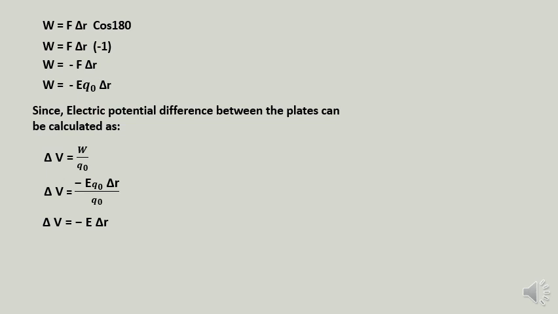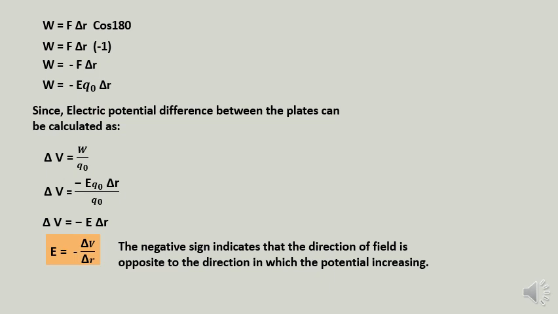Q naught will cancel Q naught and the remaining value will be delta V is equal to minus E delta R. If we have to calculate the value of electric field, then E is equal to minus delta V upon delta R, and here the negative sign shows the direction of movement of charge, which is against the electric field. The delta V over delta R is its magnitude, which is always positive, but the negative sign always indicates the direction of the motion of the charge, which is opposite to the field. If it is in the direction of electric field, then the negative sign changes into a positive sign.